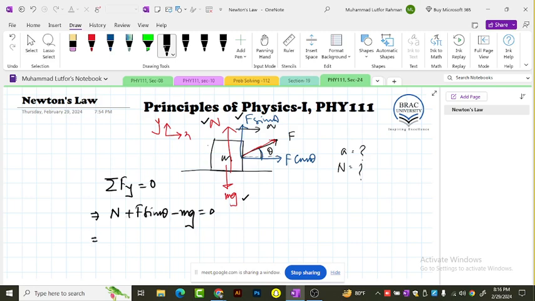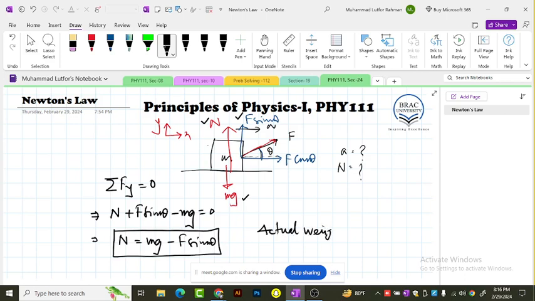Then I can write that N is simply mg minus F sin theta, right? This is the normal reaction force provided by the surface, which is different from your actual weight. Remember, the actual weight we write as W equal to mg, but this is called the apparent weight. It's called the apparent weight.